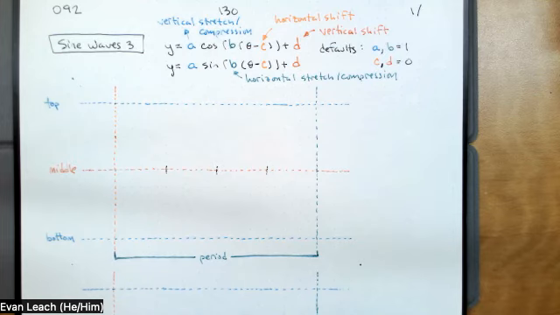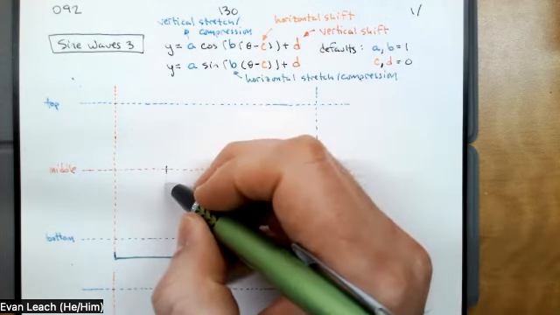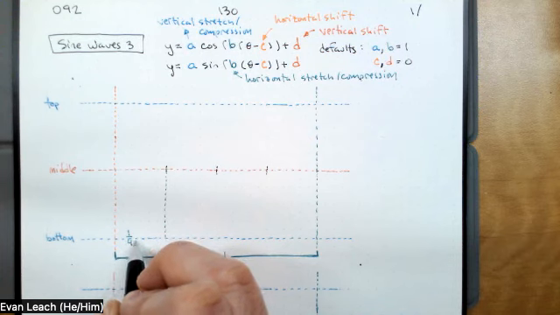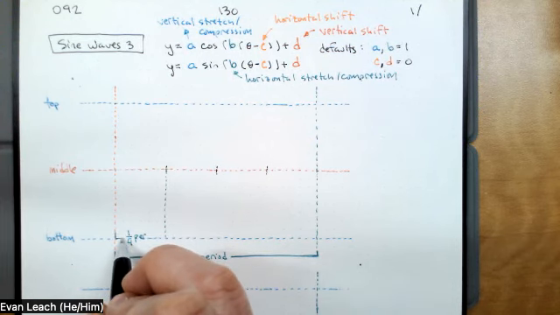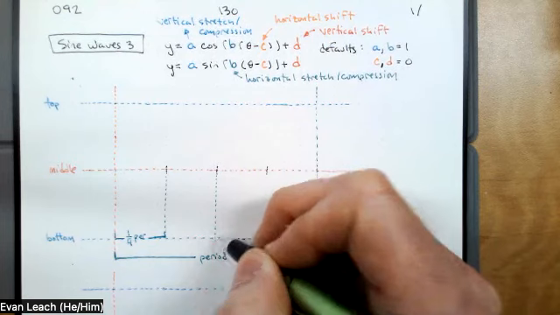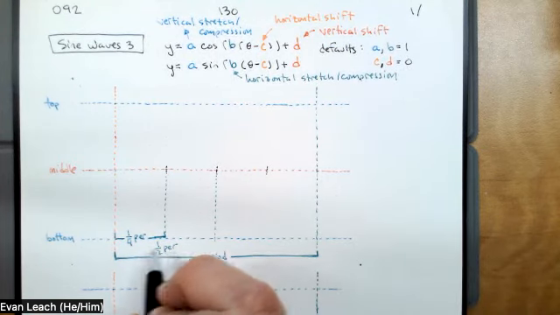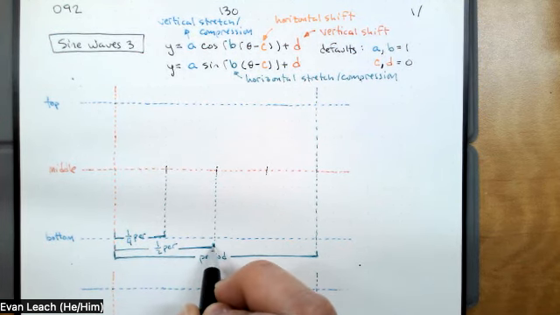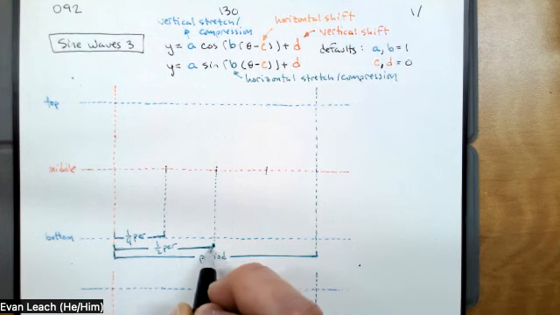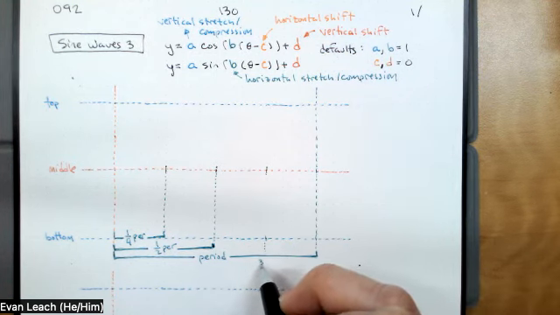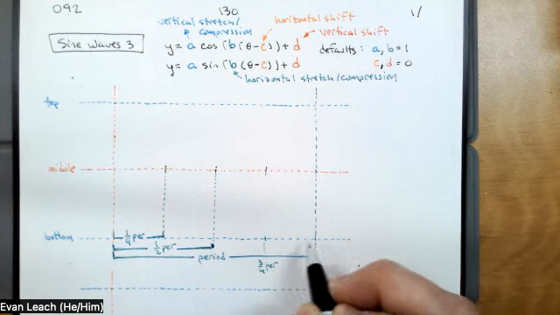One period is broken up into 4 quarters for the 4 quadrants. Each of them is 1/4 of a period long. So here's a quarter period. This is a half period. This will be at 3/4 of a period, and then this is 1 full period.